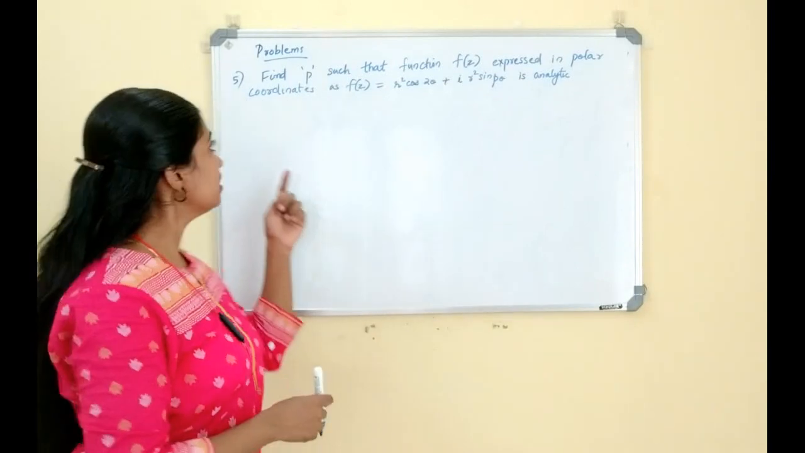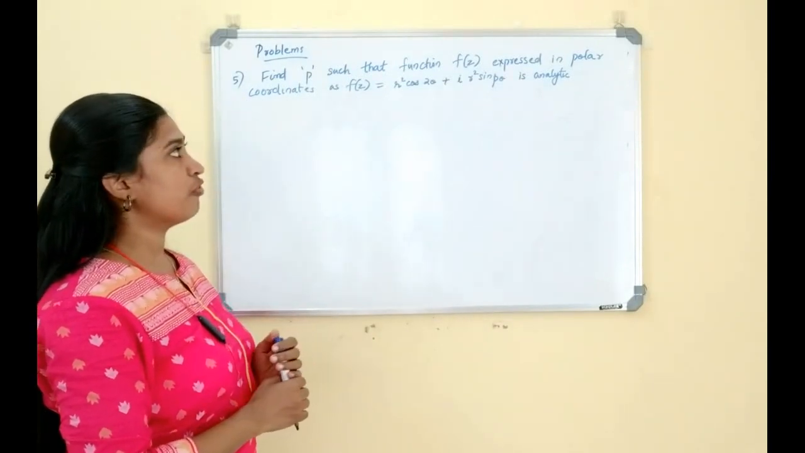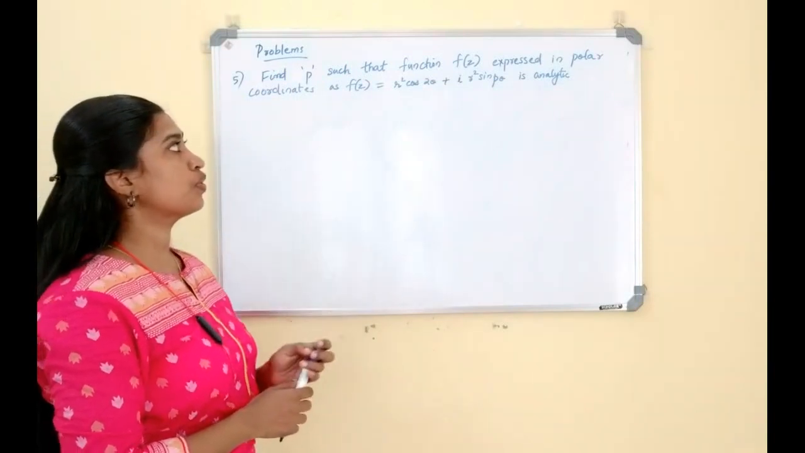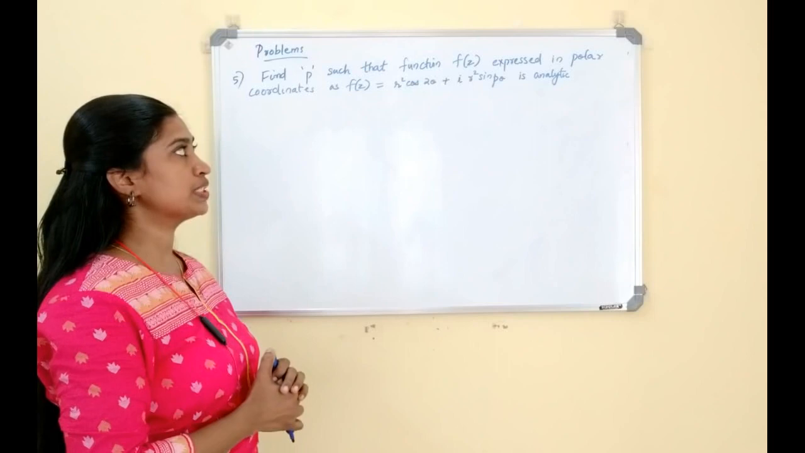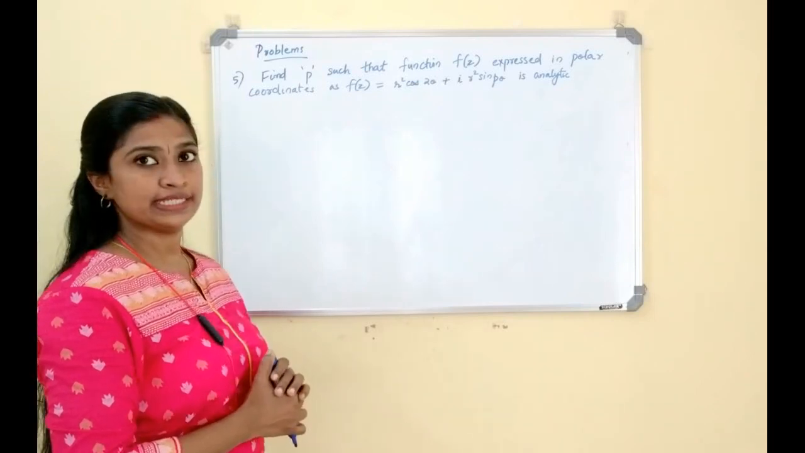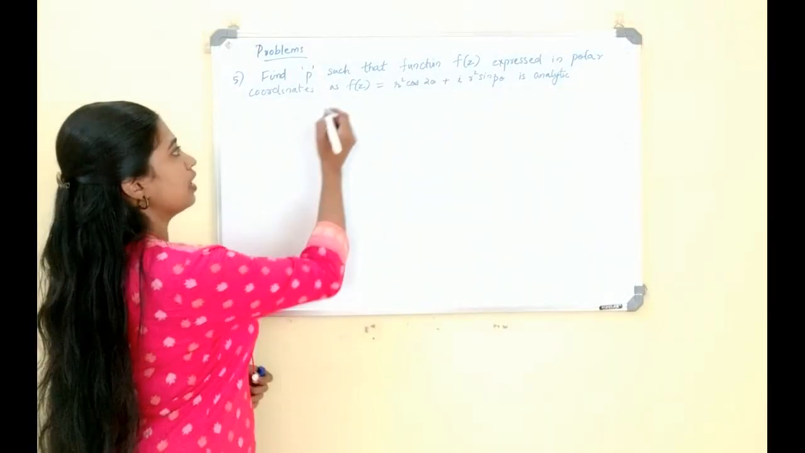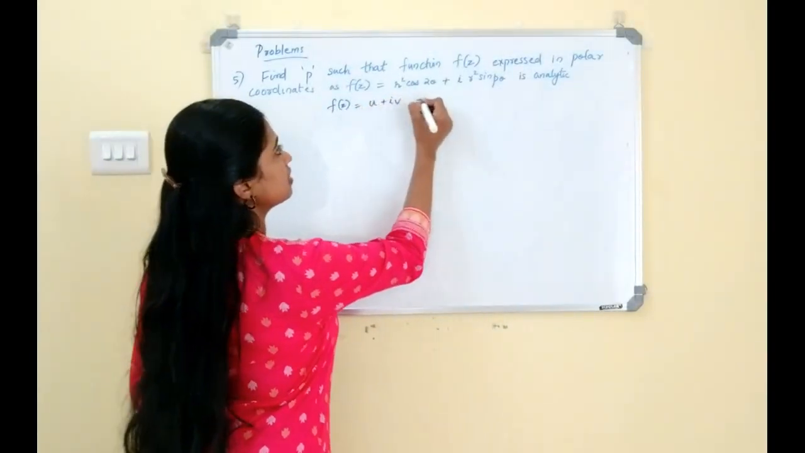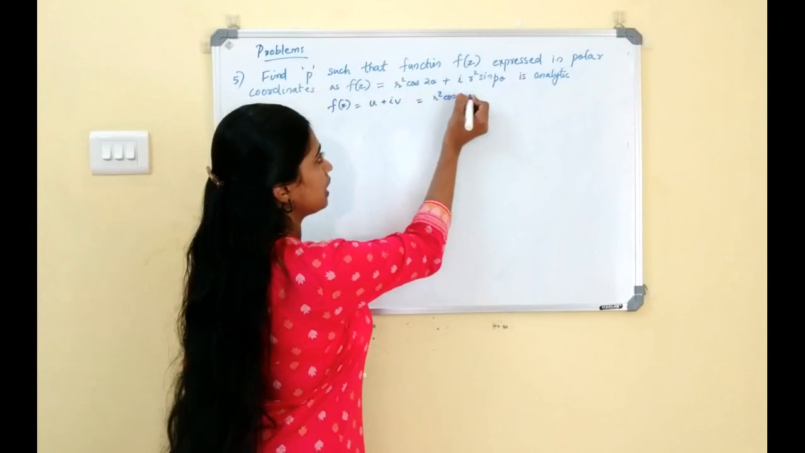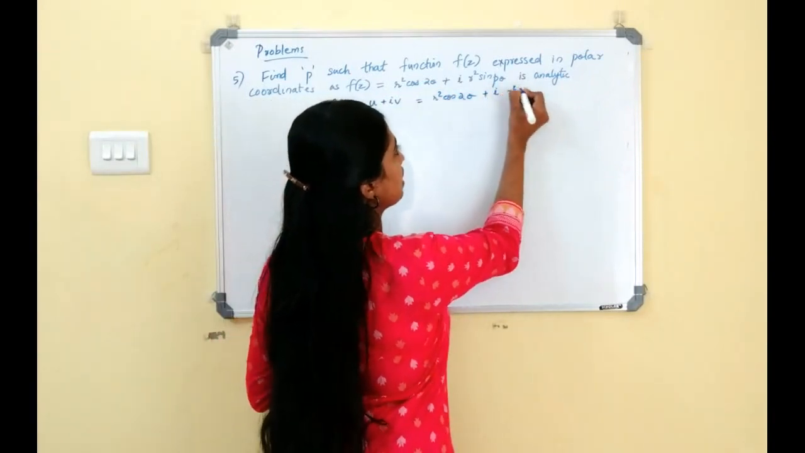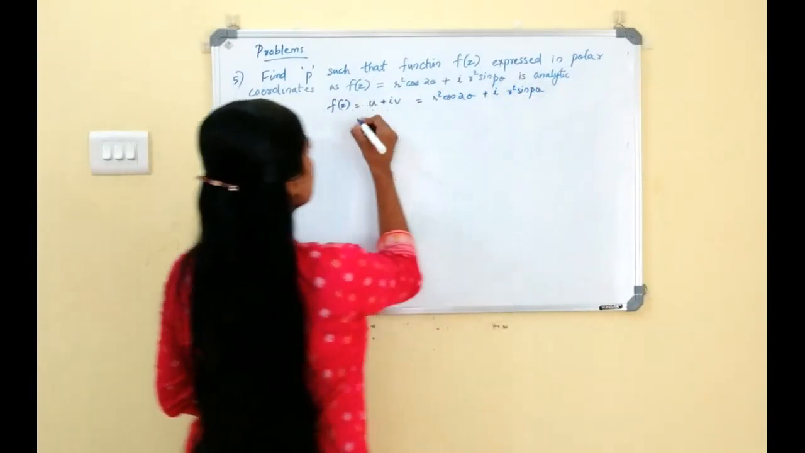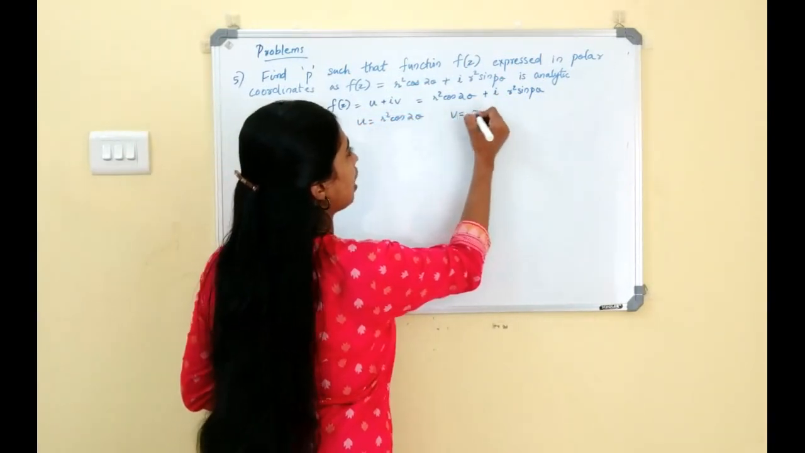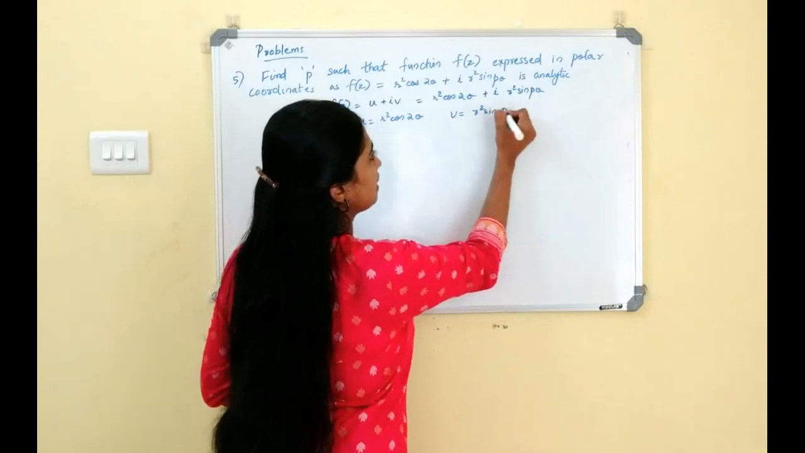This is the next question. Find p such that the function f of z, expressed in polar coordinates as f of z equal to r square cos 2 theta plus i r square sin p theta, is analytic. Here the function is expressed in polar form u plus iv. It is r square cos 2 theta plus i r square sin p theta. u is equal to r square cos 2 theta and v is equal to r square sin p theta.